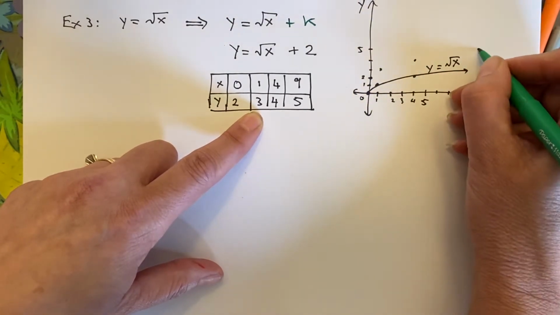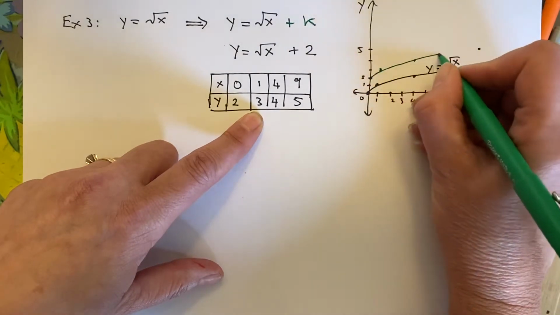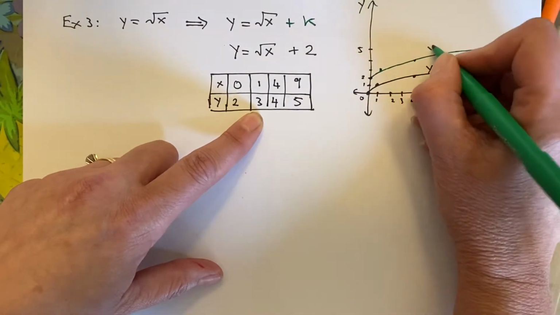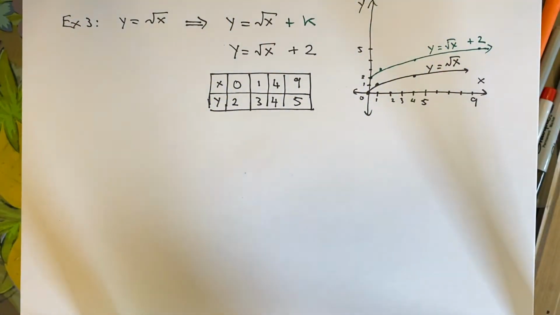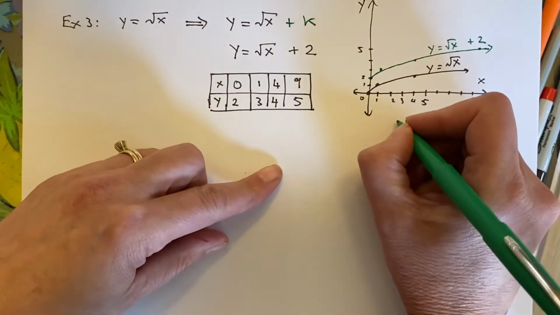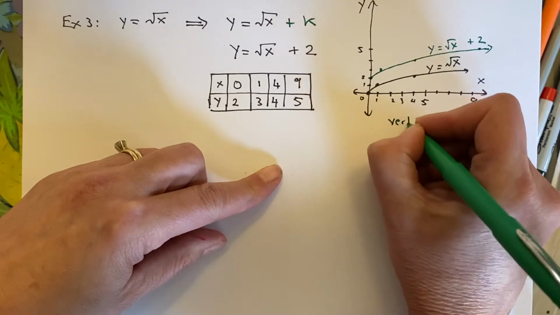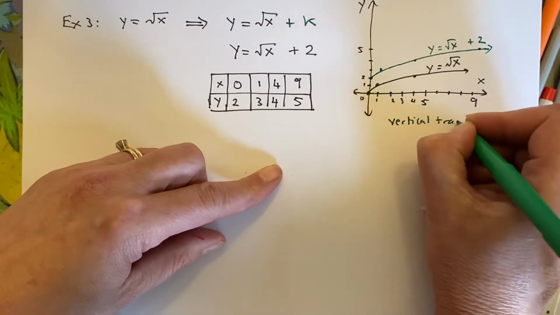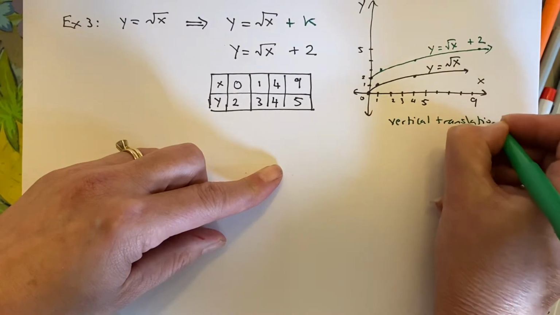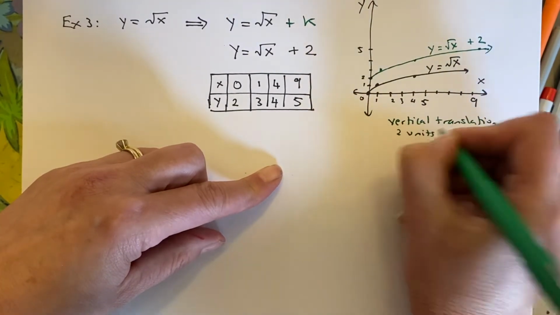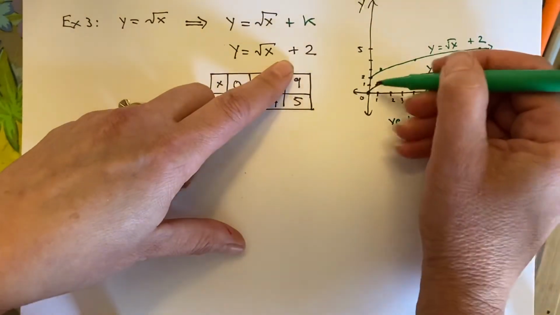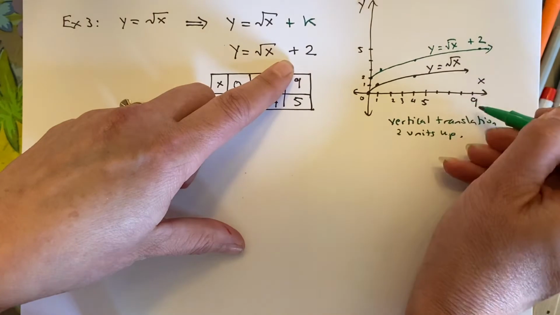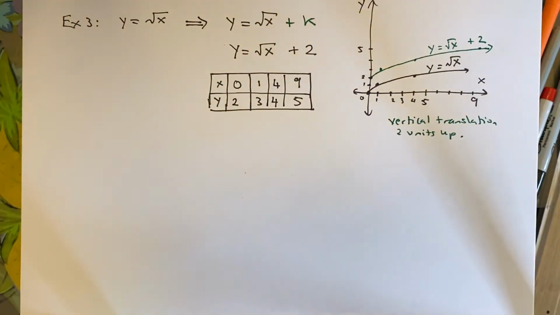And what you can see is that the shape is exactly the same, but just 2 units up. So if we were to describe it, we see it's a vertical translation, 2 units up. Okay, and obviously if this was -2, it would probably be here and be 2 units down. And that is very important as we move forward.